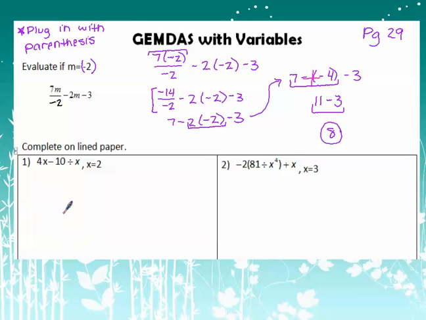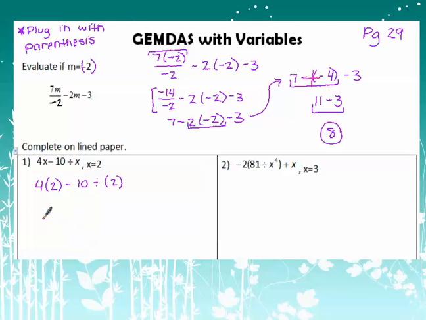Alright, so let's look at 2 example problems before you try some on your own. So in this problem, we're plugging in 2. Now because it's a whole number, I don't necessarily need to use parentheses because it's not a negative and it's not a fraction. So let's plug this in. I'm going to do 4, but I'm still going to use parentheses because it's good practice, times 2, minus 10 divided by 2.